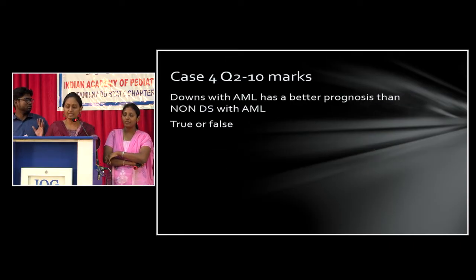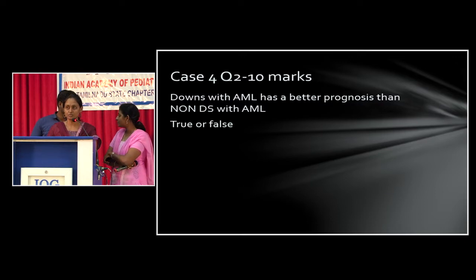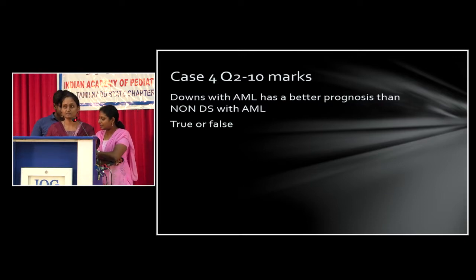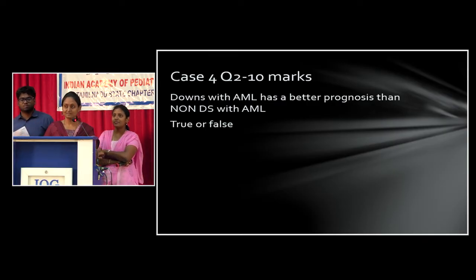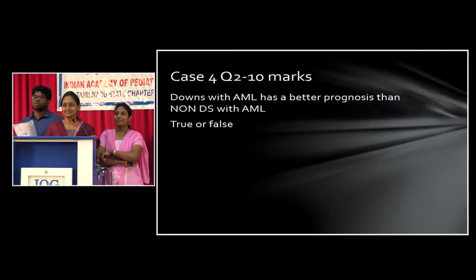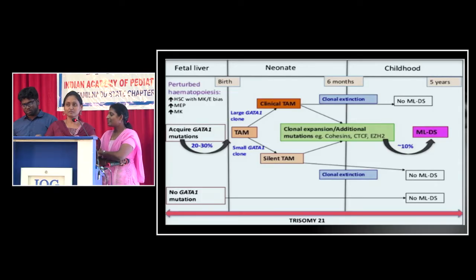Down syndrome with AML has a better prognosis than non-Down syndrome with AML. Is it true or false? True. Good. Why? Good response to chemotherapy. Why not for a non-Down? Same chemotherapy will be given, right? The protocol actually differs for a Down syndrome patient. The Down protocol generally responds better. Okay, a few words about this.